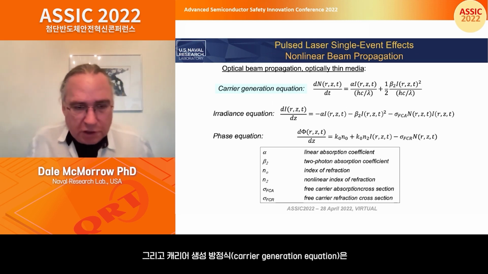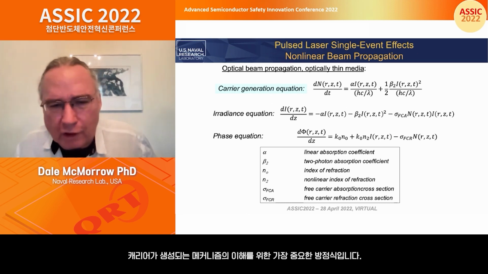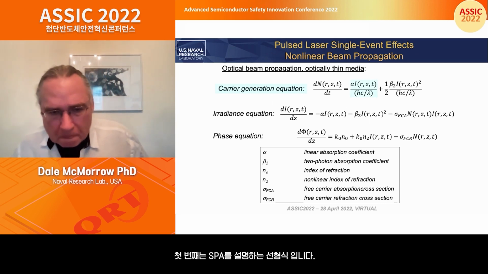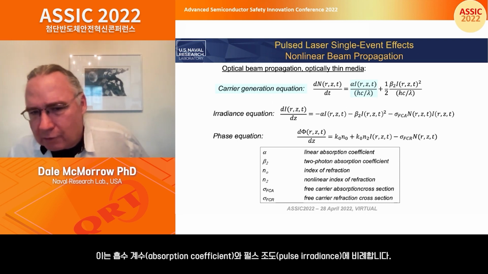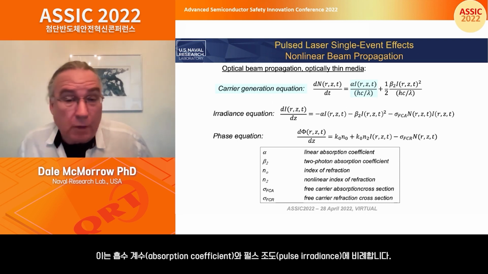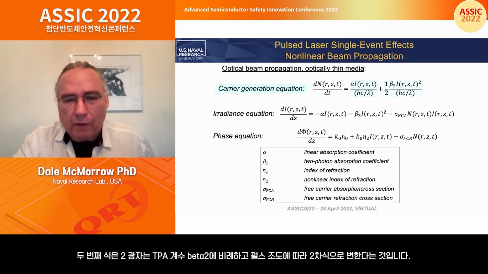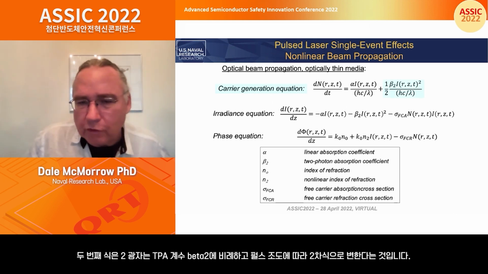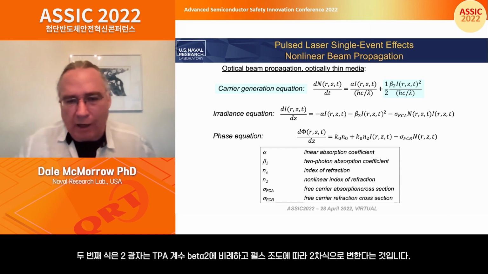So the carrier generation equation is the most important equation because that's where carriers are generated. So what we have here is two terms. The first term is a linear term, which describes single photon absorption. It's proportional to the absorption coefficient and to the pulse irradiance. The second term is the two photon term. It's proportional to the two photon absorption coefficient, beta 2, and it varies quadratically with the irradiance.